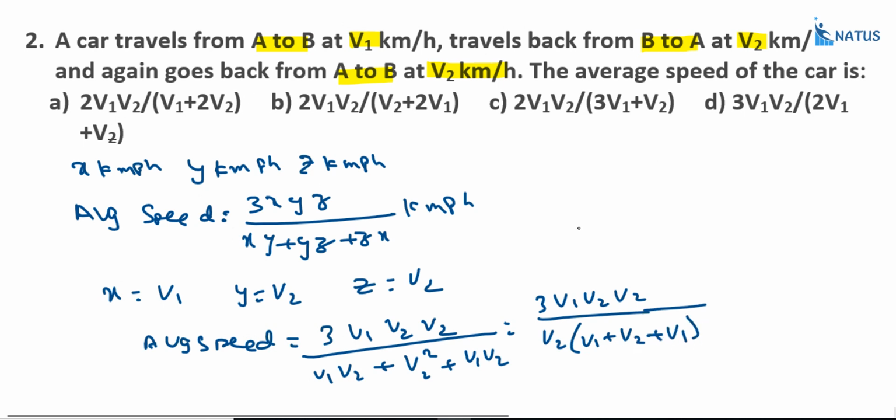Now here what happened, v2 is a common or not? v2 is common, gets cancelled. So what is the answer? This is equal to 3v1 v2 by 2v1 plus v2. Option D is the correct answer.